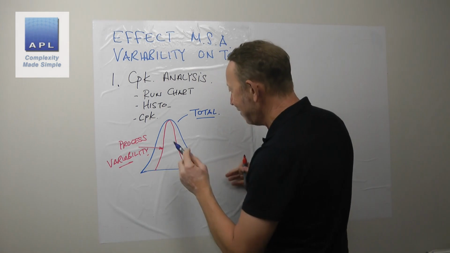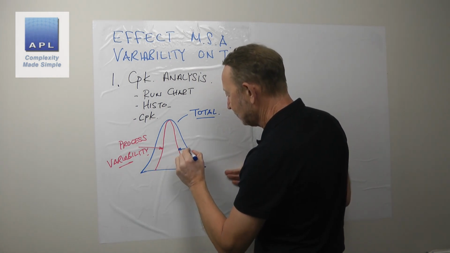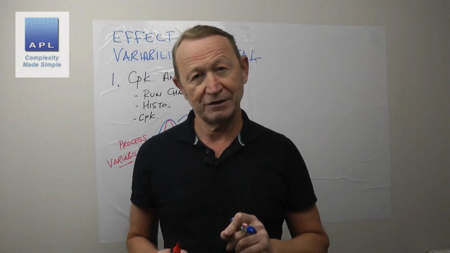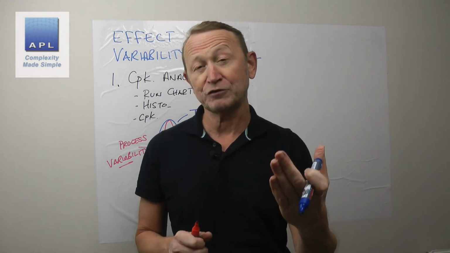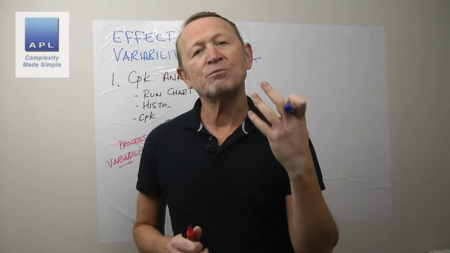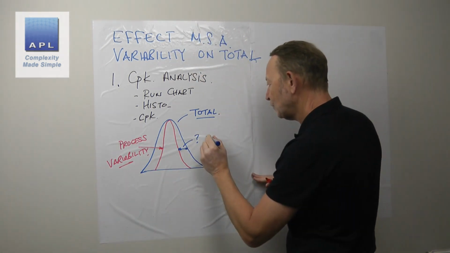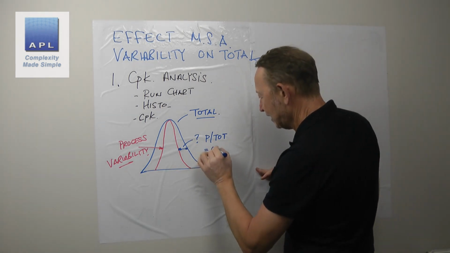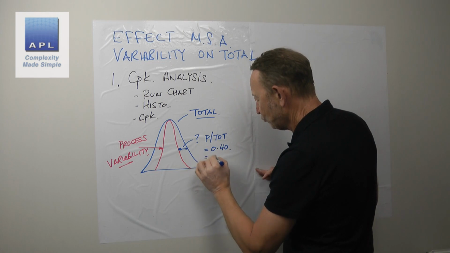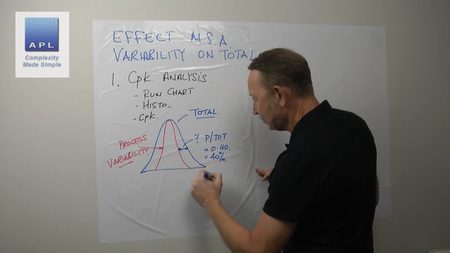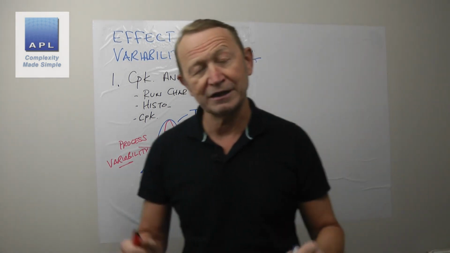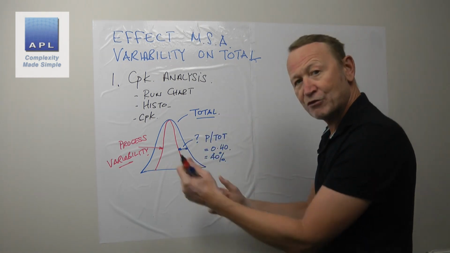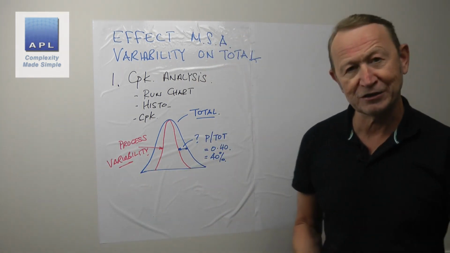And of course, what an MSA does is it tells you that inflation rate. And often that's one of the numbers. So it depends which software you use, which technique you use. Precision to total, if you work out a precision to total variability, it might say, let's say 0.4, which really means 40% of the total variability you are seeing is coming from the measurement system. Okay, so that's what measurement error is doing. It's inflating the variability.